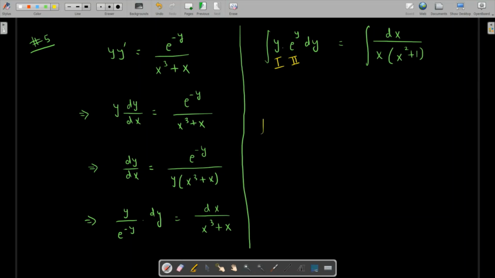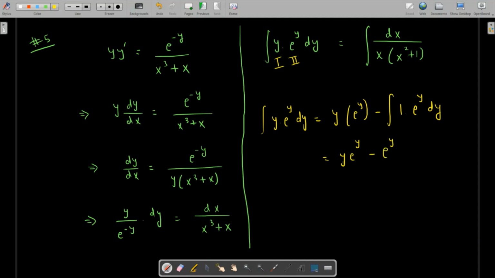So the first part is when we are integrating y e raised to the power y dy. That's going to look like: first term as it is, integral of second term, minus integration of differentiation of y, which is 1, integral of y, which is e raised to the power y, and dy remains as it is. So it is y e raised to the power y minus e raised to the power y.